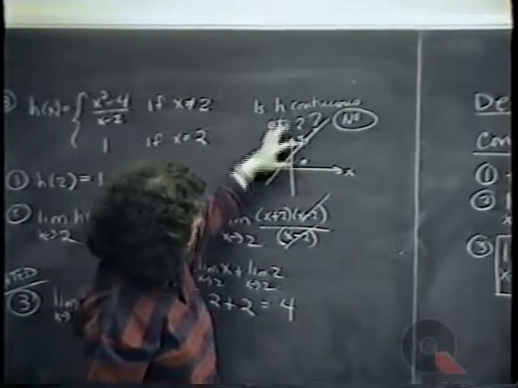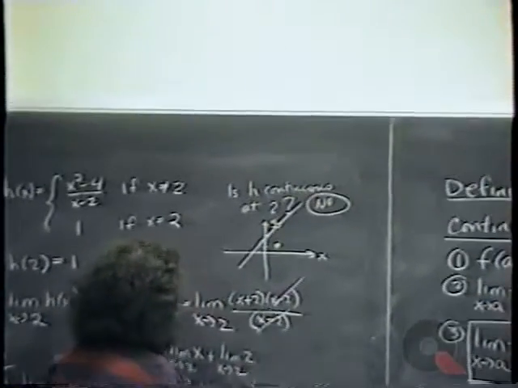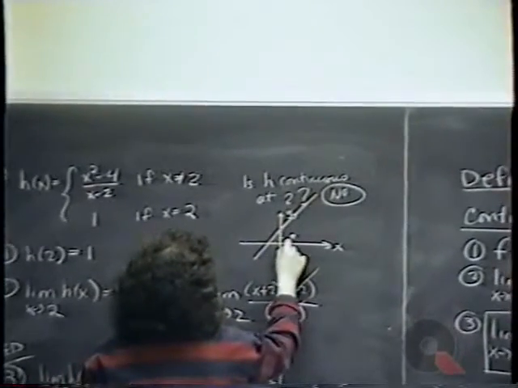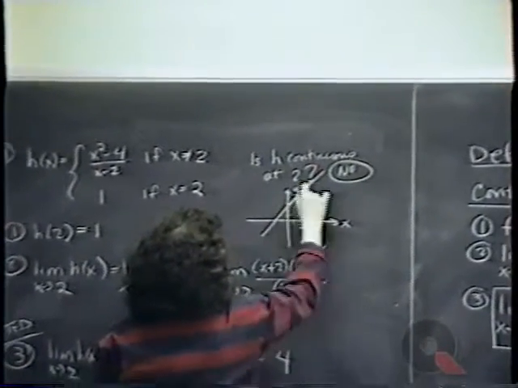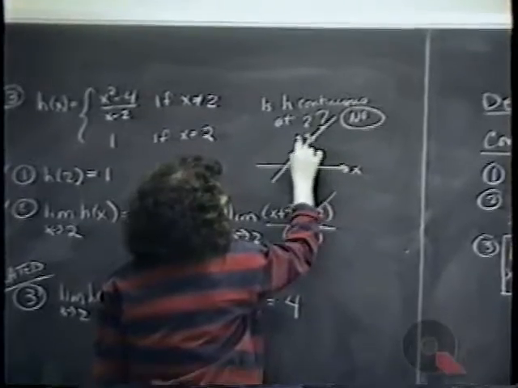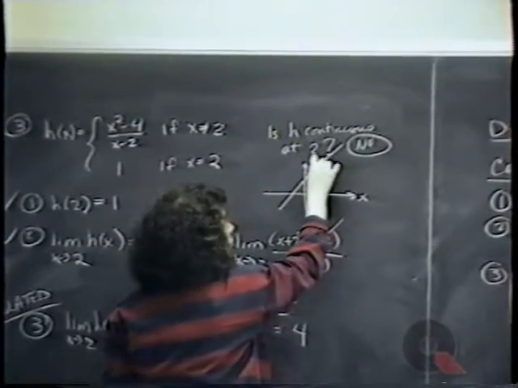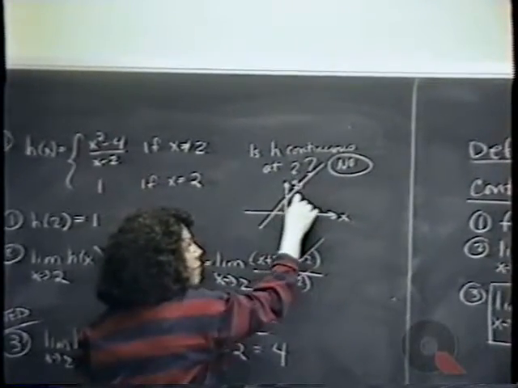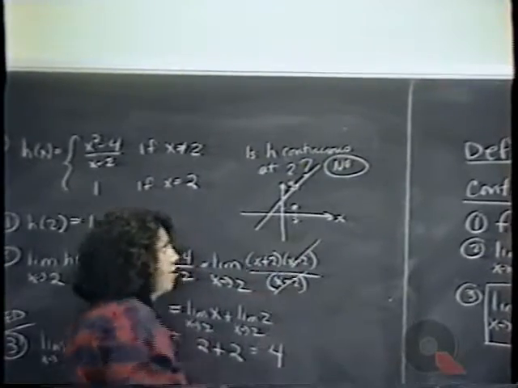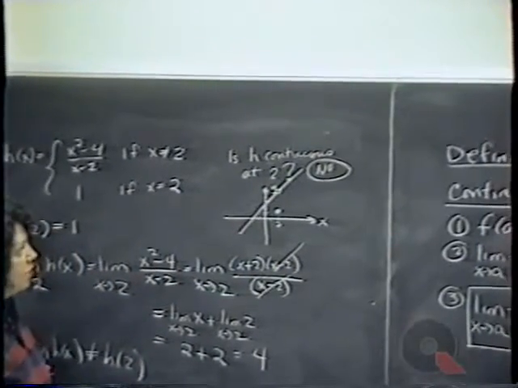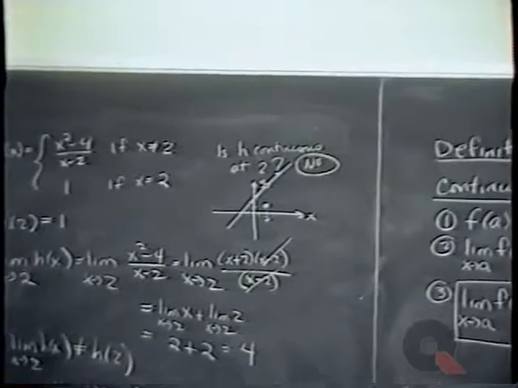The function's defined, it has a limit. As x approaches 2 from the left or from the right, the y values are getting close to 4. Okay, so the limit exists, it's 4. It's defined to be 1. The limit is not what it's defined to be. So we have like this misplaced point. And this function is not continuous at 2.